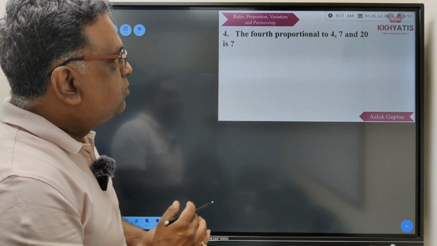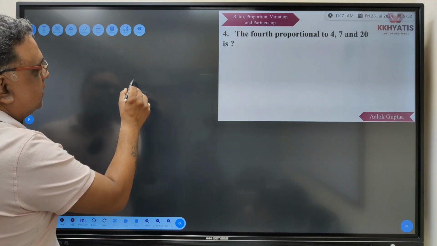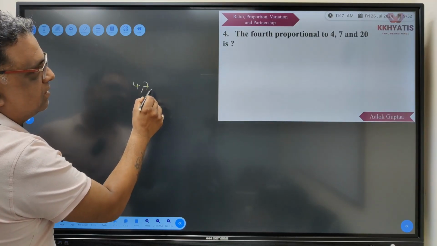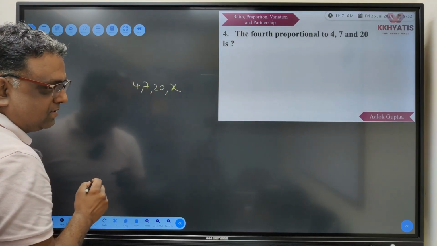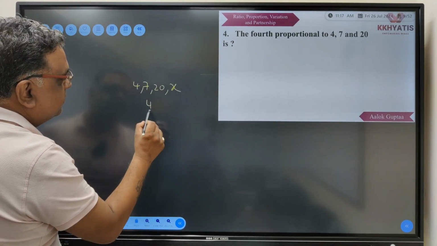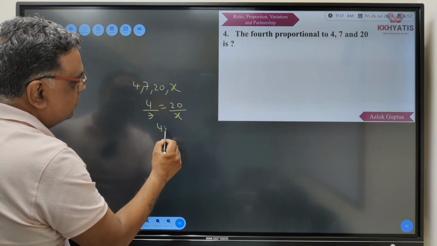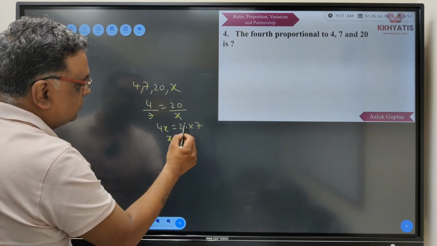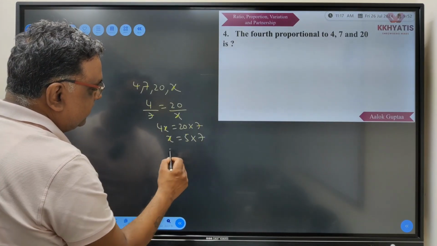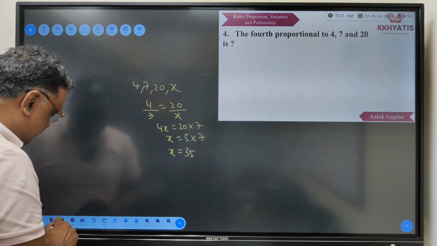The fourth proportional to 4, 7 and 20 is very simple. So let us say 4, 7, 20. Let the fourth proportional be x. Now they are in proportion, which means 4 upon 7 should equal 20 upon x, which means 4x should be 20 into 7. So x should equal, 4 will get cancelled with 20 by 5, and this will be 35. So 35 is the answer. Next.